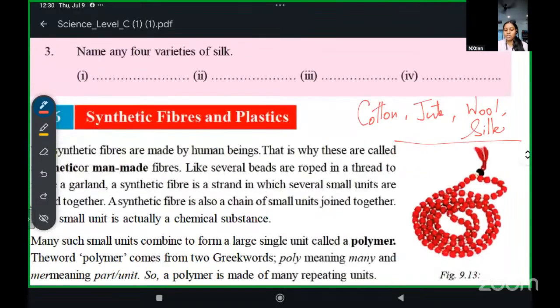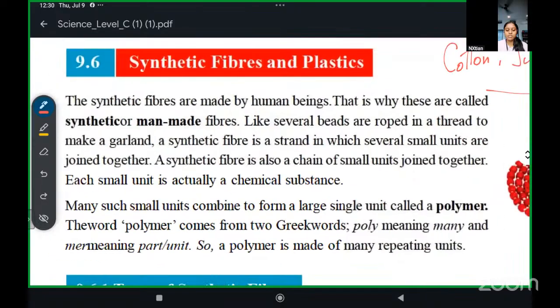What we are going to study now is artificial or synthetic fibers. These are not natural, we do not get them from plants or animals, but humans make them. Humans make them using chemicals, chemical reactions, different things. So synthetic fibers and plastics we will study now. The synthetic fibers are made by human beings. That is why they are called synthetic or man-made fibers.